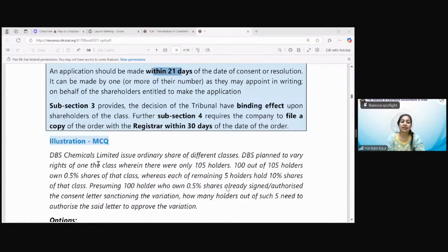So it says DBS Chemicals Limited issue ordinary shares of different class. DBS plan to vary their shares where only 105 shareholders are there. Now 0.5 shares of that class, remaining 5 holders hold 10 shares and presuming 100 holders who own 0.5 shares already signed the consent letter sanctioning the variation. How many holders out of 5 need to authorize the said letter? How many holders do you think need to authorize?